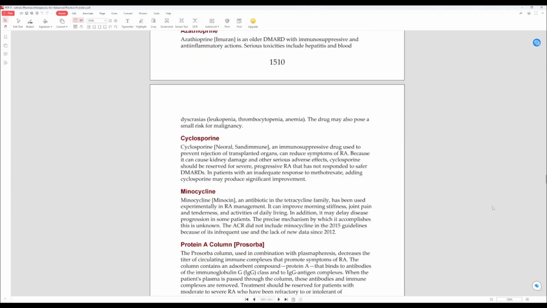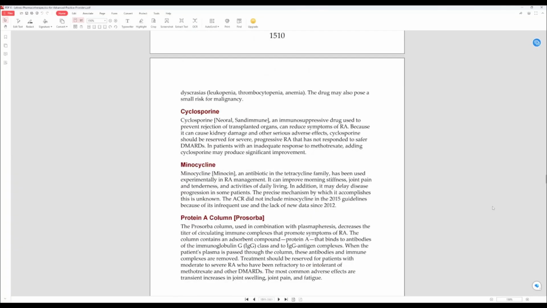Cyclosporine, an immunosuppressive drug used to prevent rejection of transplanted organs, can also reduce symptoms of RA. Because it can cause kidney damage and other serious adverse effects, cyclosporine should be reserved for severe progressive RA that has not responded to safer DMARDs. In patients with an inadequate response to methotrexate, adding cyclosporine may produce significant improvement.